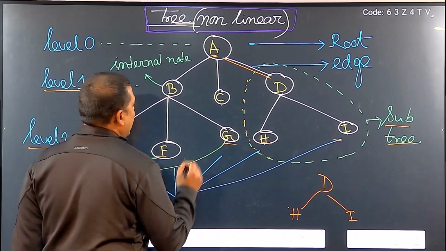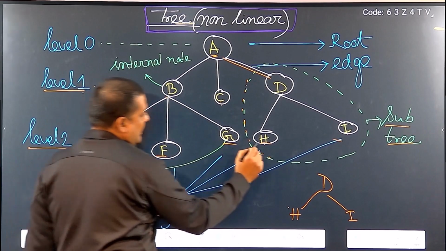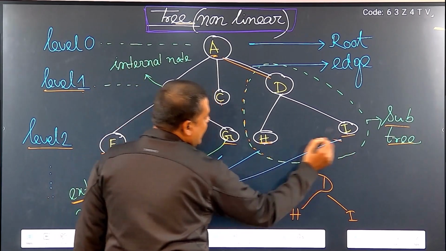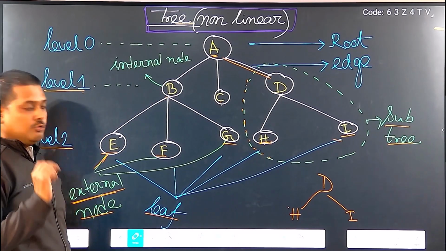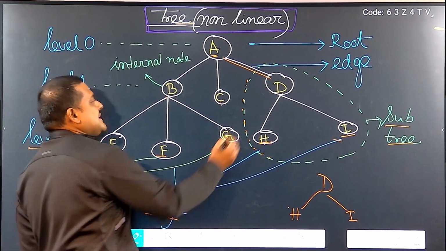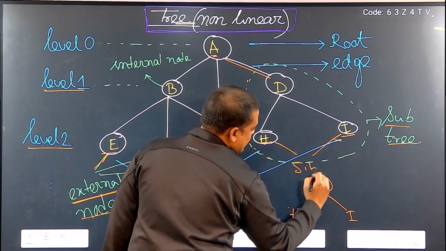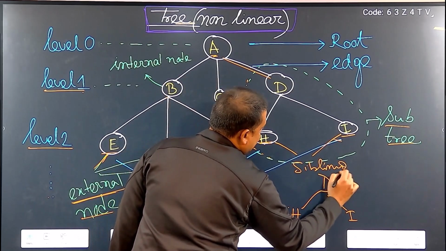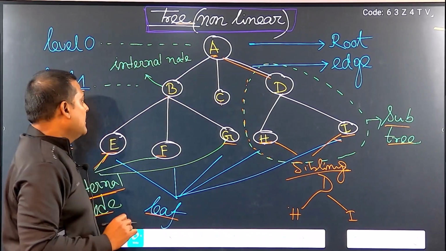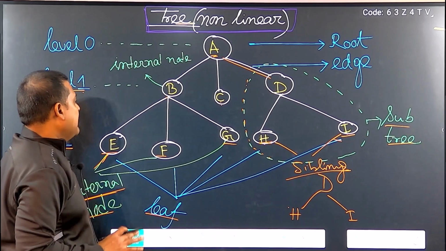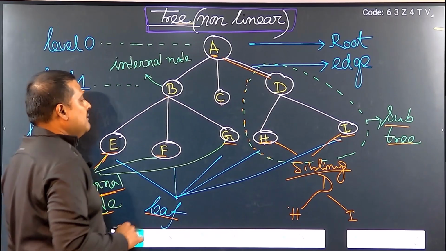Then if two children come from the same parent, they are called siblings. Okay, so this is the skeleton, and this way we represent a particular general tree.